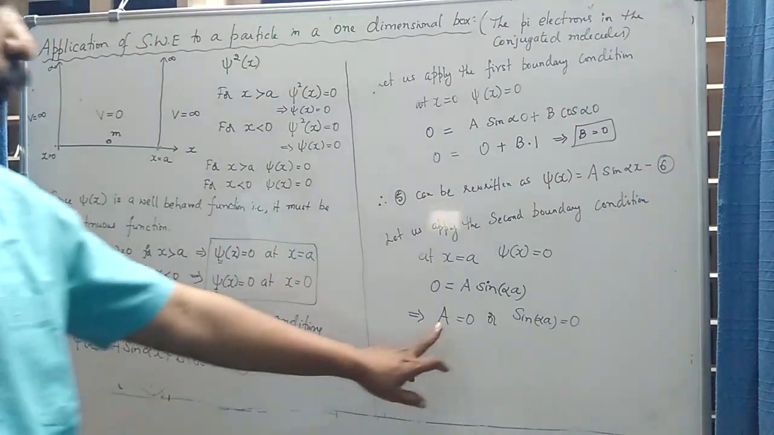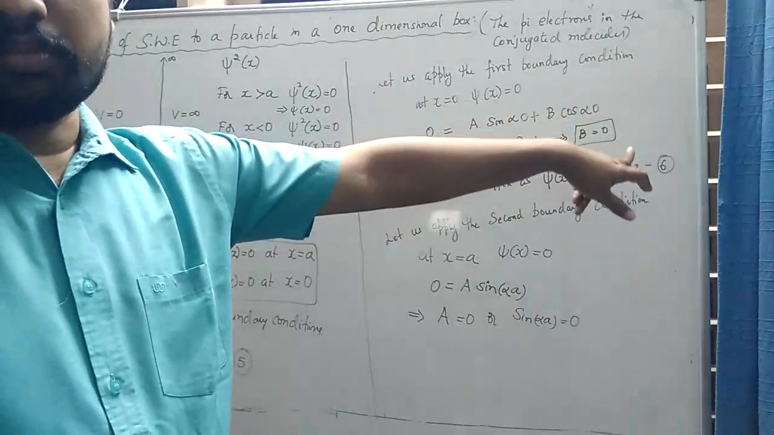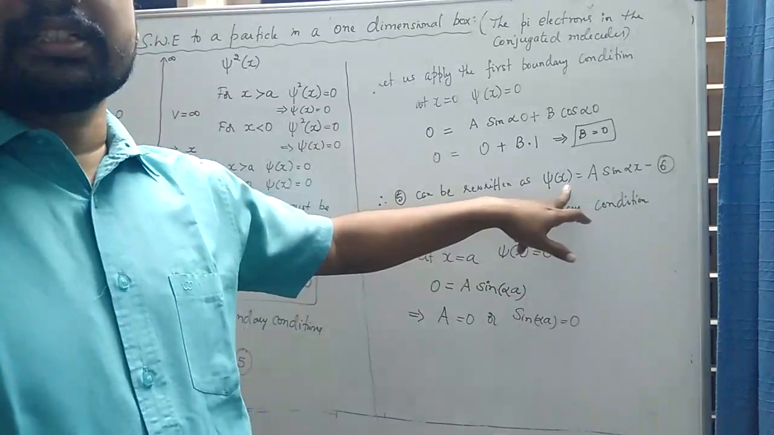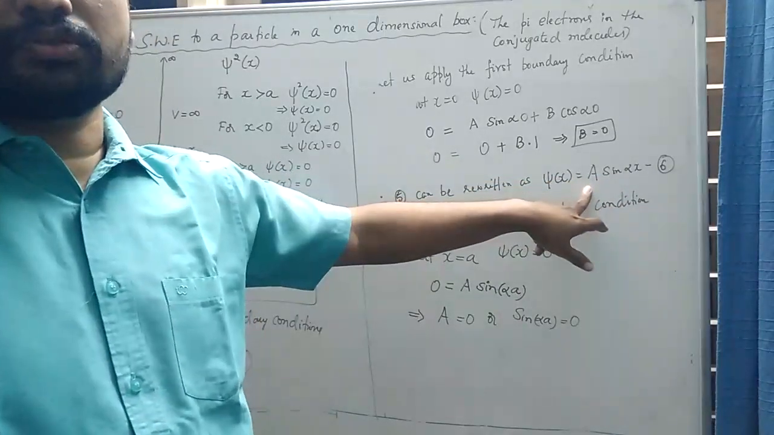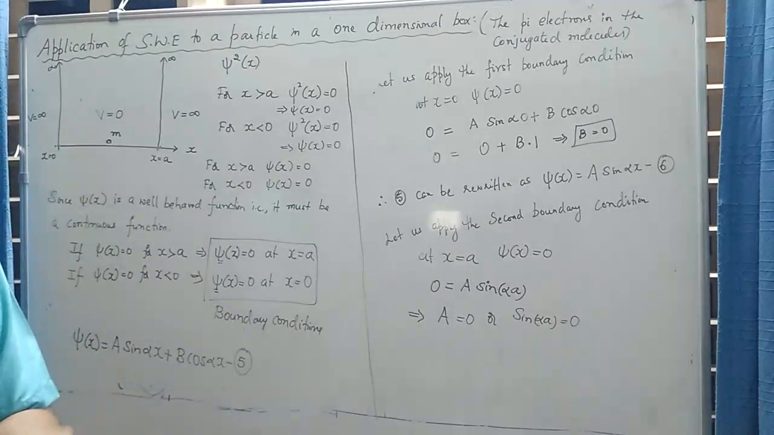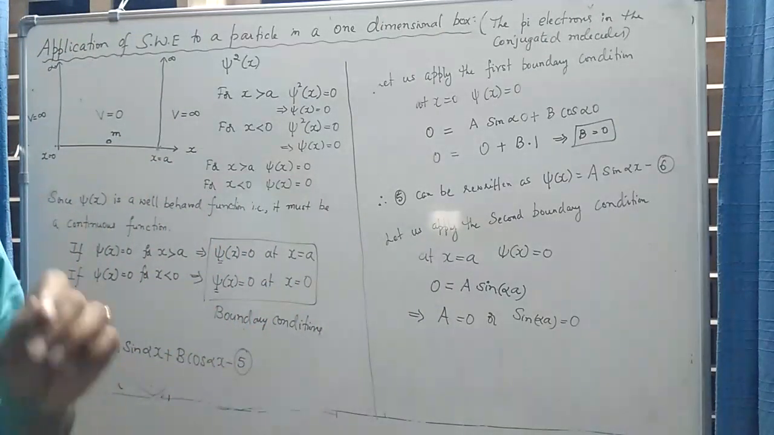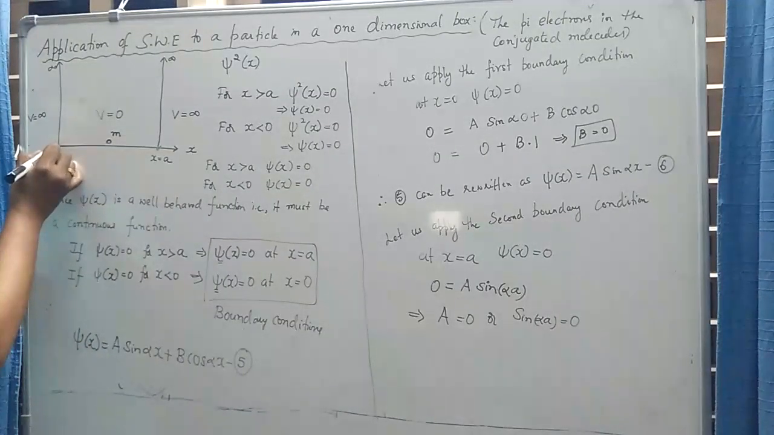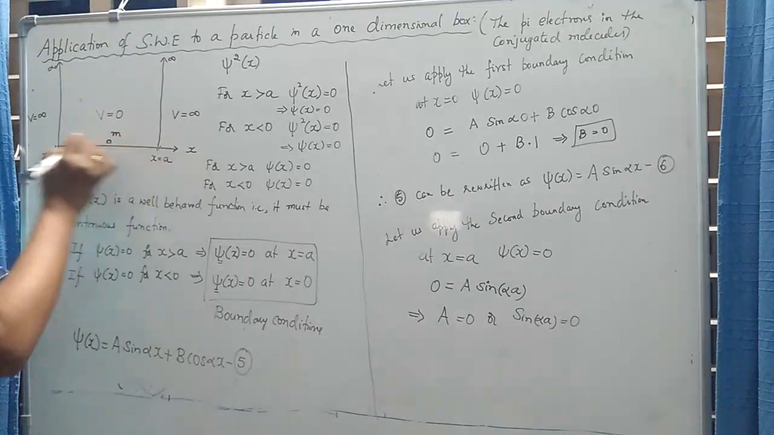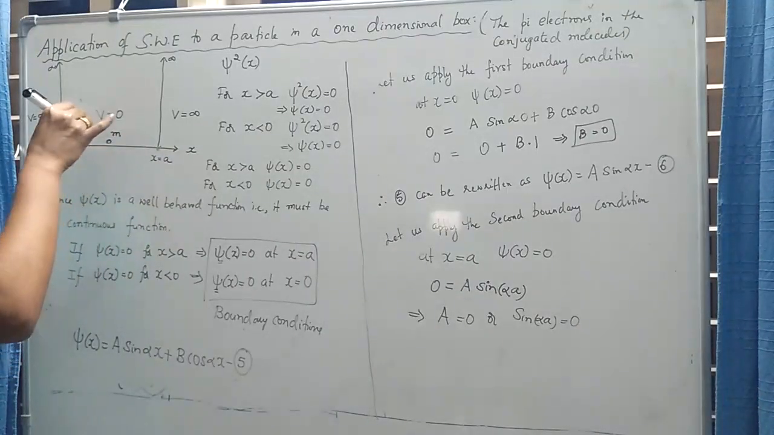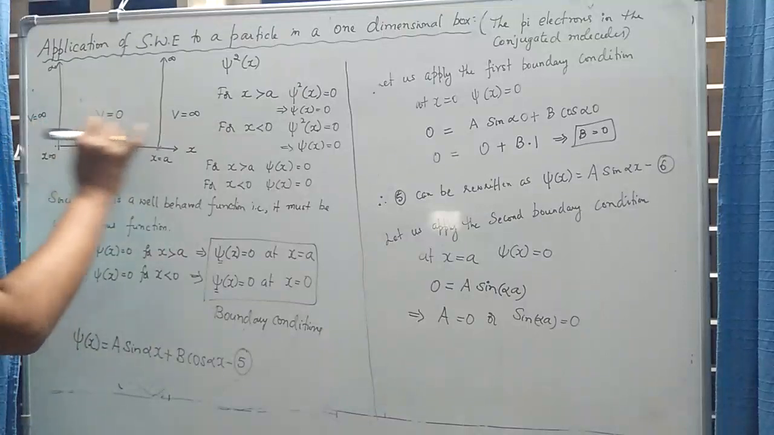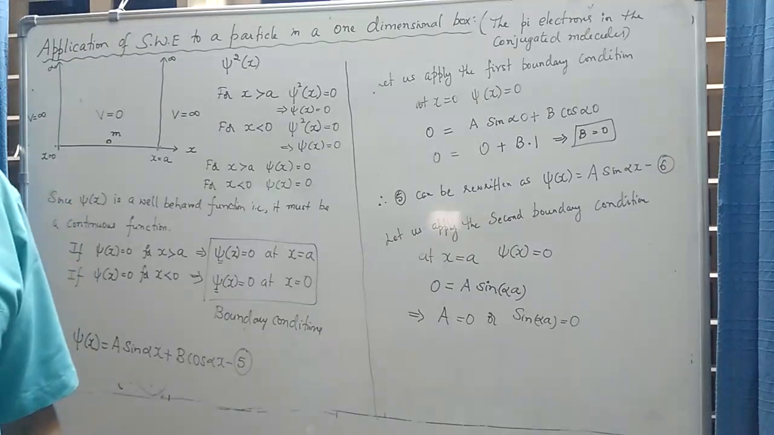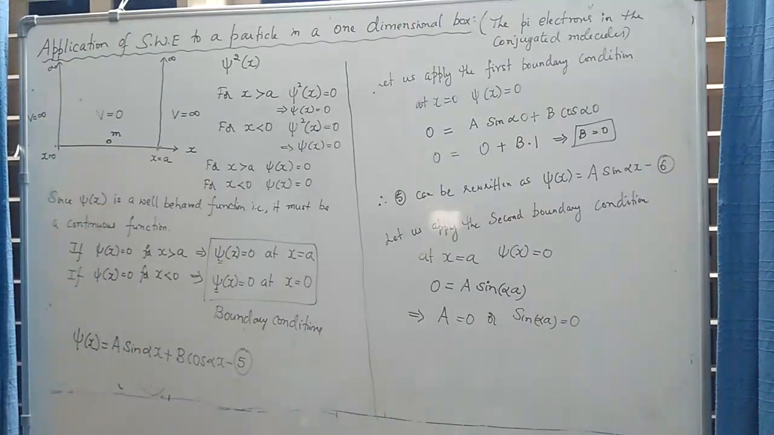If A is equal to 0, already constant B is 0, and now if I say A is equal to 0, then what happens to psi of x? Psi of x becomes 0 because A is equal to 0. So irrespective of the value of x, psi of x is always equal to 0. When I vary the value of x from 0 to A, psi of x inside the box is 0 for all values of x. If psi of x is 0, then psi square of x is also equal to 0.